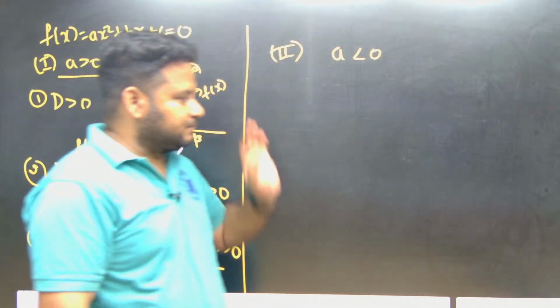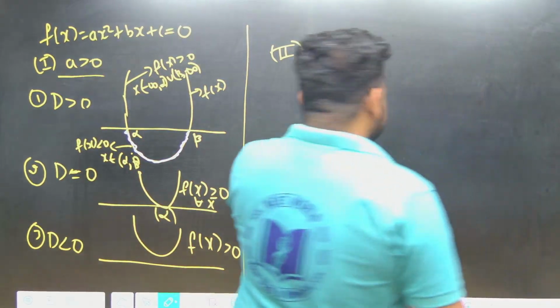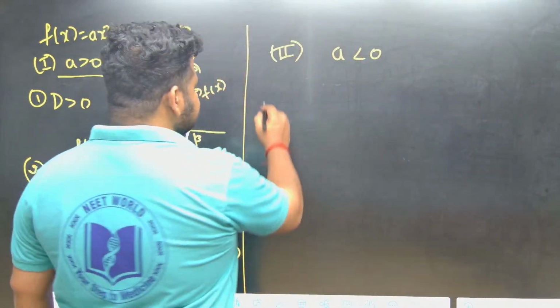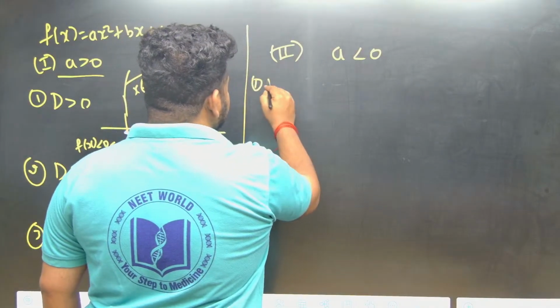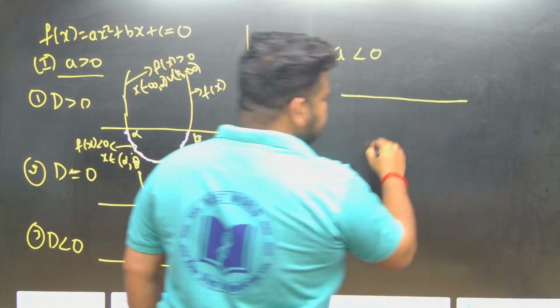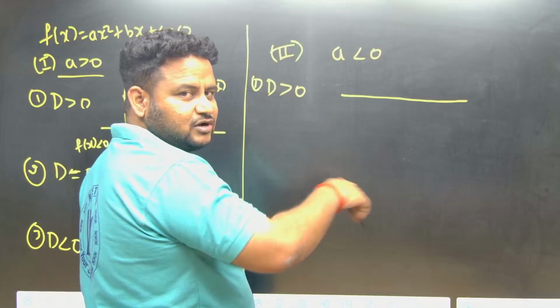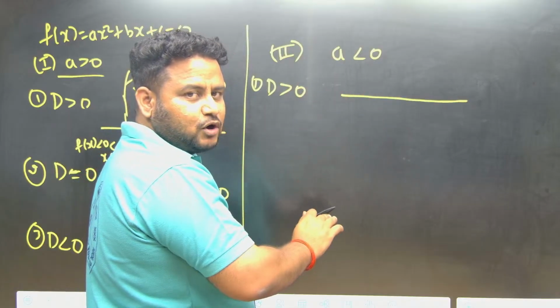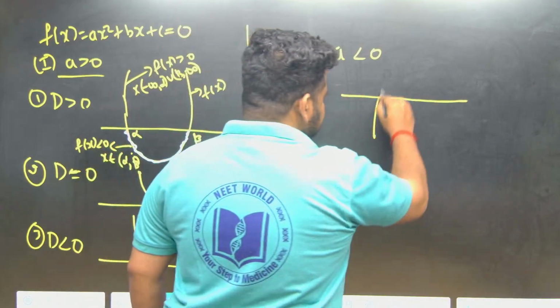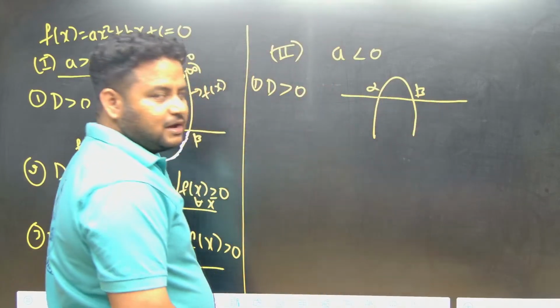Now come to this one. Here the condition reverses. Why? Because here a is less than 0. a is less than 0 means what will happen to this first condition? If d is greater than 0, the graph will be concave not upwards, but concave downwards. a is greater than 0, upwards; a less than 0, concave downwards. It will be coming like this. This will be alpha, this will be beta.